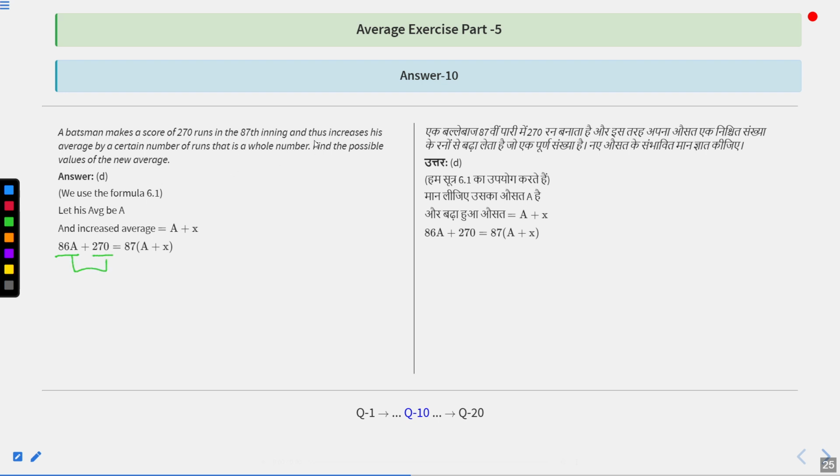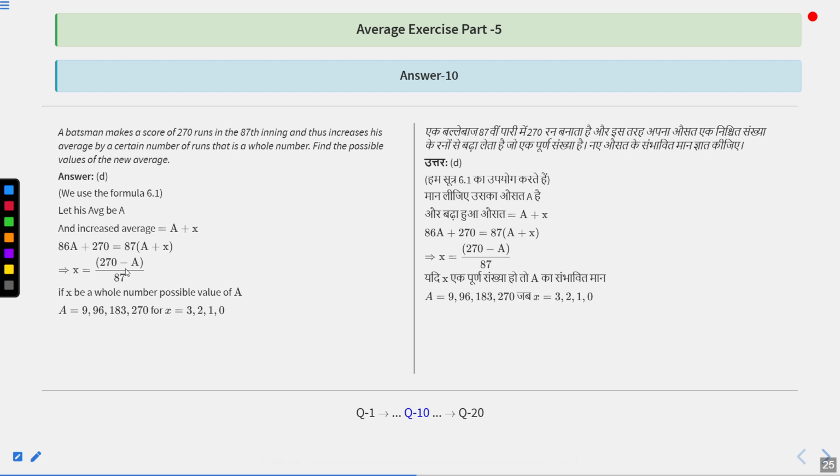Now the question says the average increases by a certain number of runs, that is a whole number. Find the possible value of the new average. So our new average is A plus x. So 87 multiplying by A plus x. Clear? Total innings are 87 and our new average is A plus x. So when we calculate it, we get an equation where x equals 270 minus A upon 87. So how can we calculate it? We just use the hit and trial method, because we put some values of A and we need to find what the value of x is, which is a whole number.